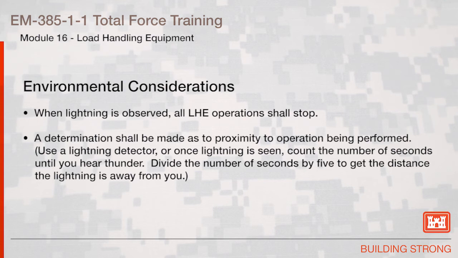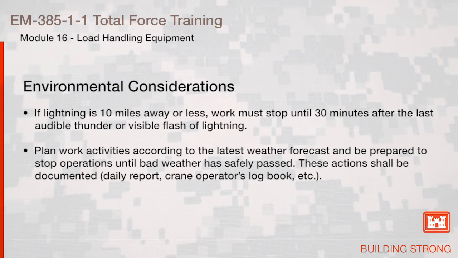When lightning is observed, all load handling equipment operations shall stop. A determination shall be made as to the proximity to operations being performed. Use a lightning detector, or once lightning is seen, count the number of seconds until you hear thunder. Divide the number of seconds by 5 to get the distance the lightning is away from you in miles. If lightning is 10 miles away or less, work must stop until 10 minutes after the last audible thunder or visible flash of lightning. Plan work activities according to the latest weather forecast and be prepared to stop operations until bad weather has safely passed. These actions shall be documented in the daily report, crane operator's logbook, etc.